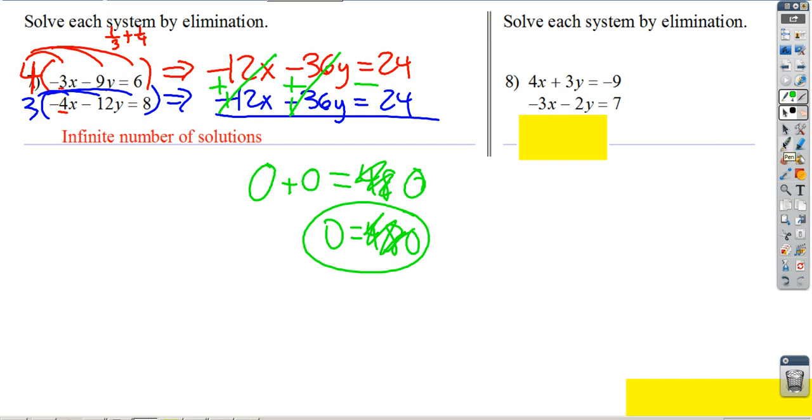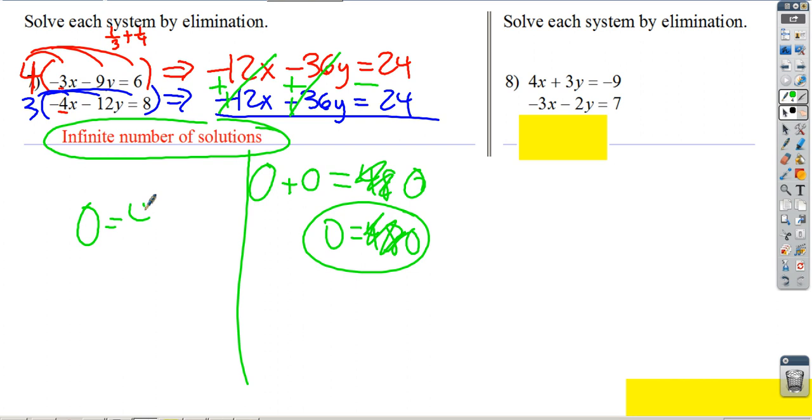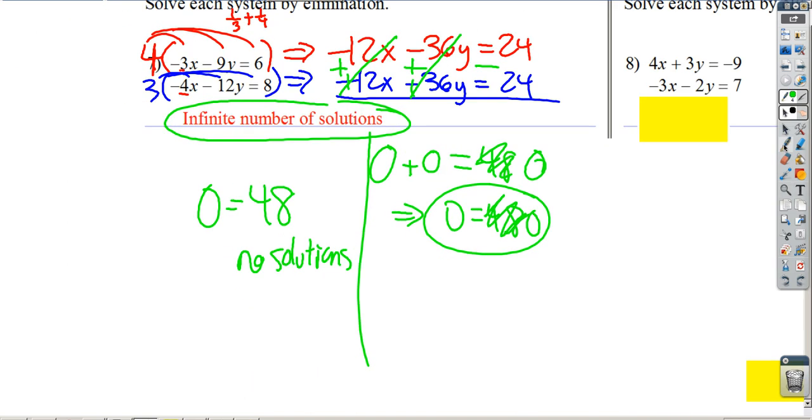0 is always equal to 0 for every single x and y value, so that's how you get an infinite number of solutions. If I hadn't made a mistake, if it was 0 equals 48, that would be no solutions, because that's never true. But 0 equals 0 is always true, so you have infinite solutions. And if you were to graph those for infinite solutions, what that actually is, is 2 lines right on top of each other. Just to show you kind of a picture of that.